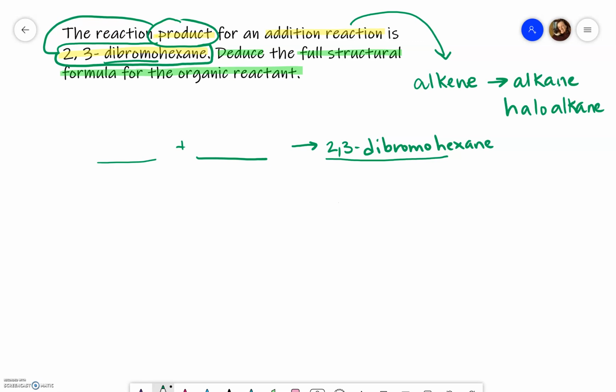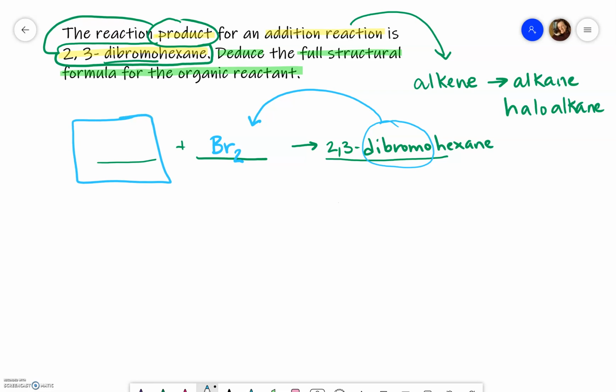So I know that one of my reactants comes from this part right here, dibromo. Bromo standing for bromine. And the fact that there's two of them makes a lot of sense because bromine is a diatomic molecule when it's on its own, so there has to be two of them bonded there. Okay, so we're looking for this initial reactant. We want the full structural formula of that reactant. So we're going to start out by drawing the full structural formula of the 2,3-dibromohexane. That's going to help us visualize what's going on here.